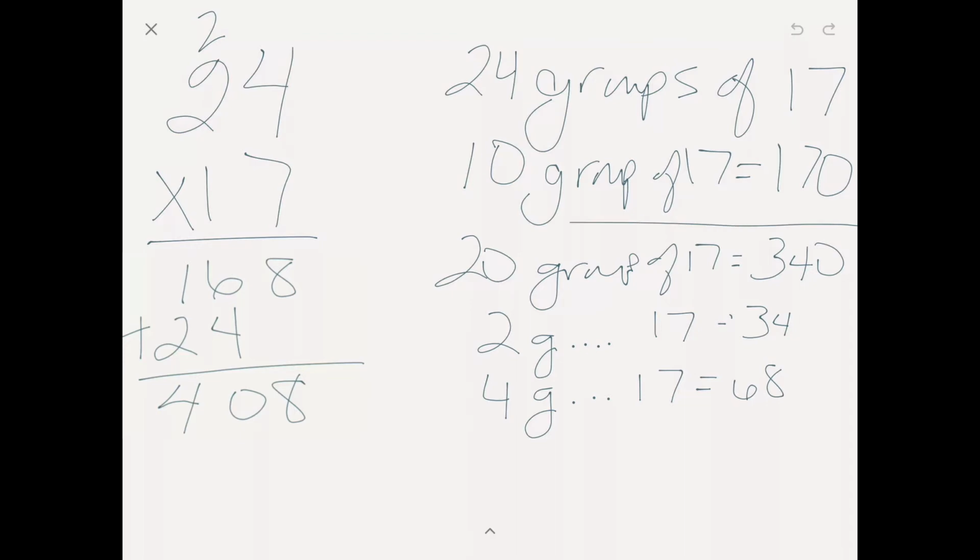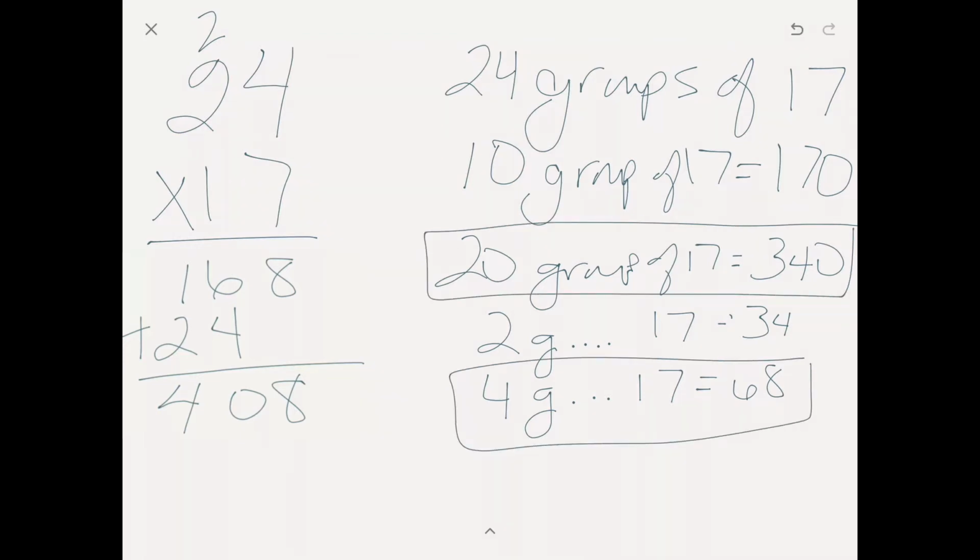And so to get 24 groups, I just need the 20 groups and the 4 groups, and I have to add those together. Now, this seems like a complicated mess here, and it seems really lengthy, right? It seems like a lot more steps in the algorithm, but we're helping again to build an understanding of what 24 groups of 17 is.